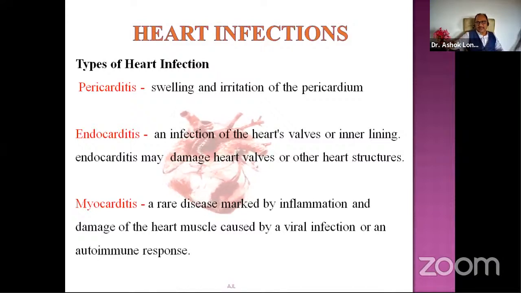So that is the process of the disease, we can say. Now, what are the heart infections here? Actually, it is just what is related to the heart. So I have taken pericarditis. Now the definition itself is enough. We can't go on discussing the disease here. The swelling and irritation of the pericardium.